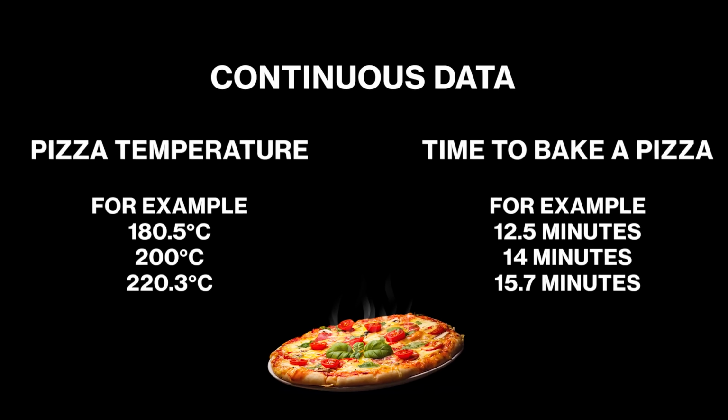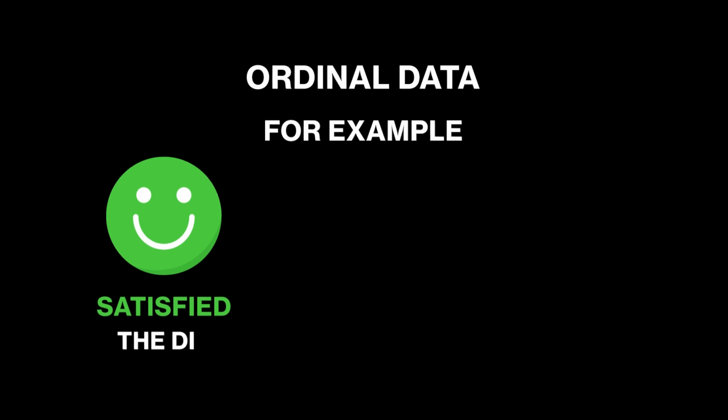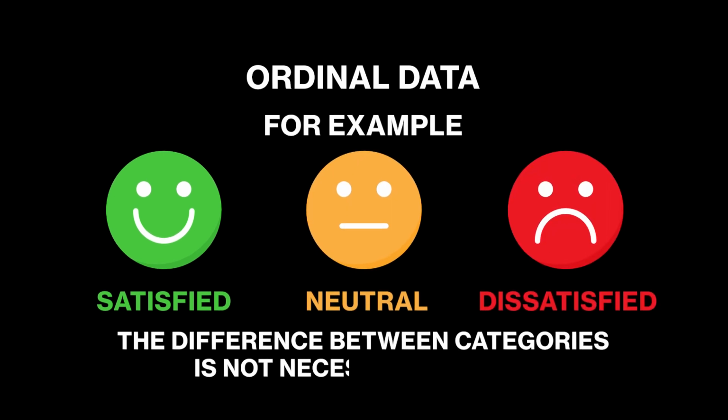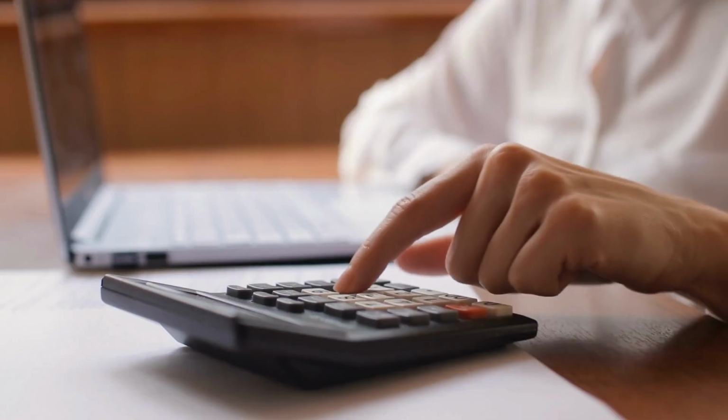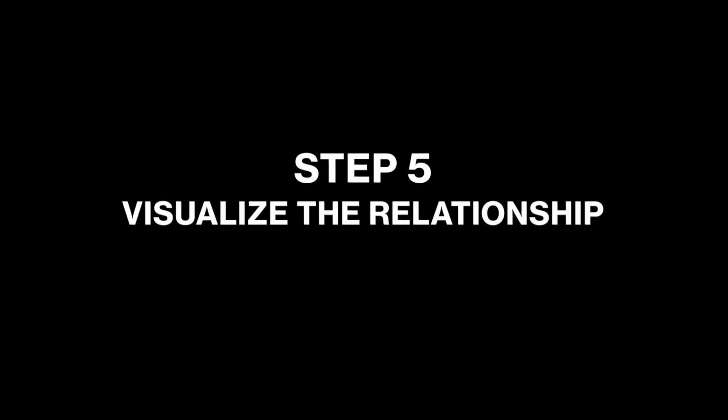FYI, continuous data represents values within a continuous range, allowing for any value between 2 points, while ordinal data represents ordered categories where the difference between categories is not necessarily equal. Step 4, calculate the coefficient. No complex math needed. Input your data into Excel, Google Sheets, or any statistical software to calculate the correlation coefficient automatically. Step 5, visualize the relationship.